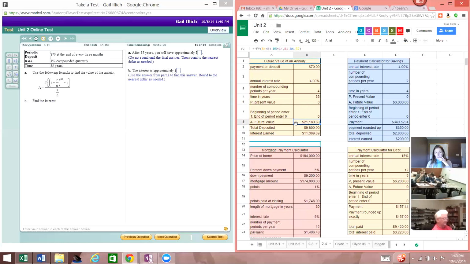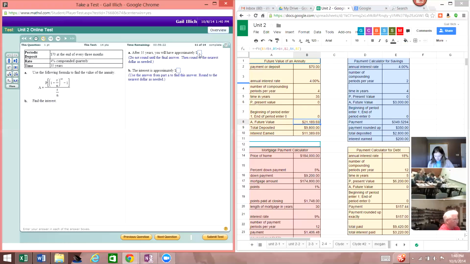Is that an 89? Yeah, this is going to give us a little trouble. I see what y'all are saying here. Okay, so 21,190 would be rounded to the nearest dollar, right? Yes.